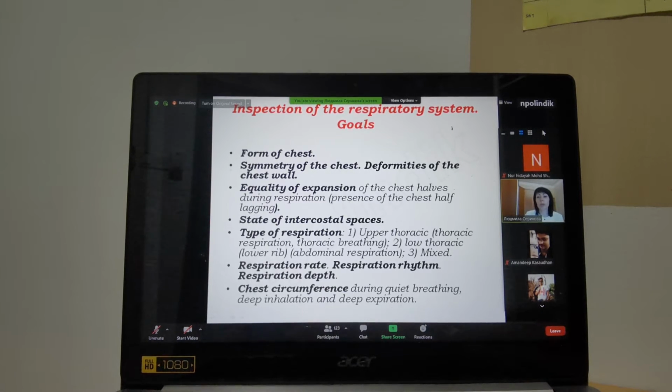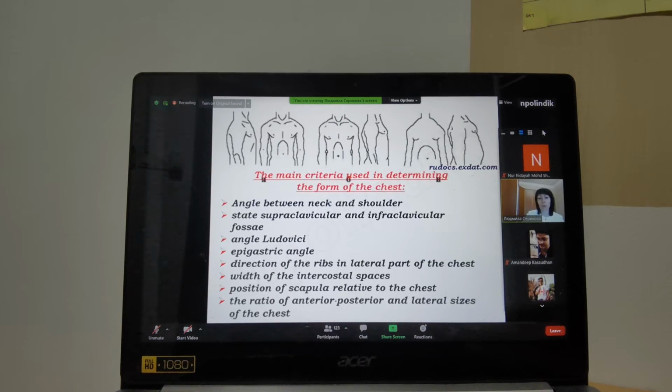So what about inspection of the walls? At first, we usually assess the form of the chest. Then we can assess symmetry of the chest, the presence of any deformations, equality of expansion of both halves of the chest in respiration, or condition of intercostal spaces. We can check type of respiration, we can count respiratory rate. Visually, we can assess respiratory rhythm, depth of respiration, and we can measure the circumference of the chest. So these are the main goals.